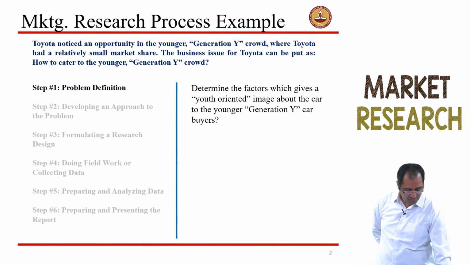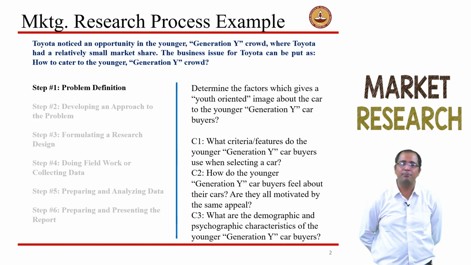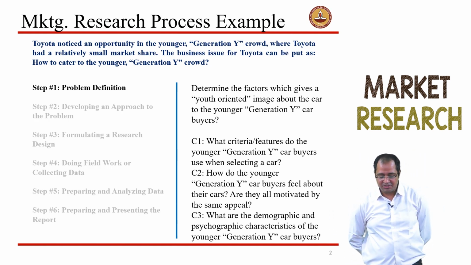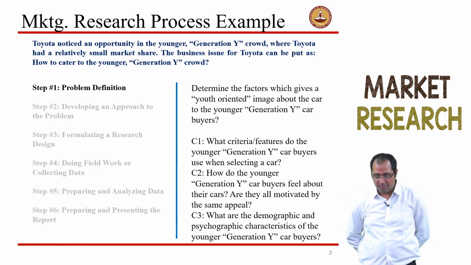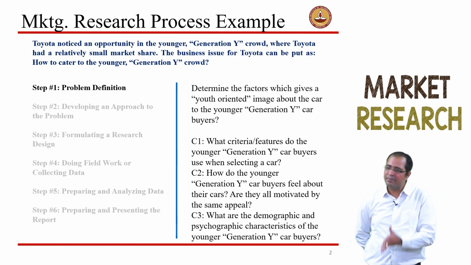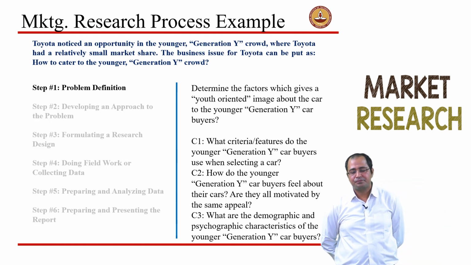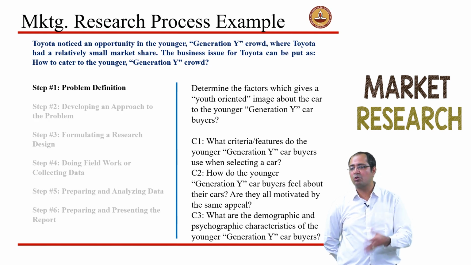So once this problem is stated, in the problem definition step itself, you have to simplify it by breaking it into some components. What criteria, features do the younger generation Y car buyers use when selecting a car? Component 2 is how do the younger generation Y car buyers feel about their cars? Are they all motivated by the same appeal? The third one is there; there can be more components. Just for the sake of demonstration, I have put only 3 components. So the problem is in the first step itself broken down into components.